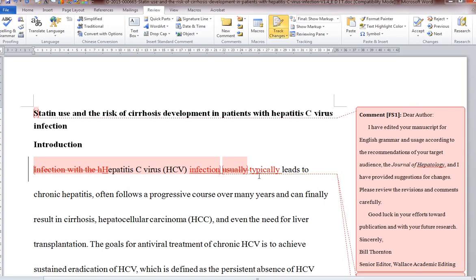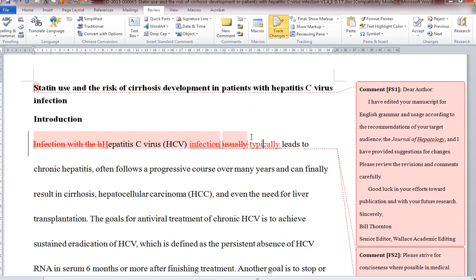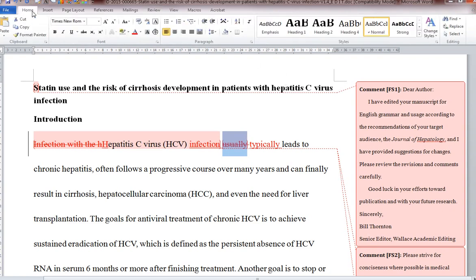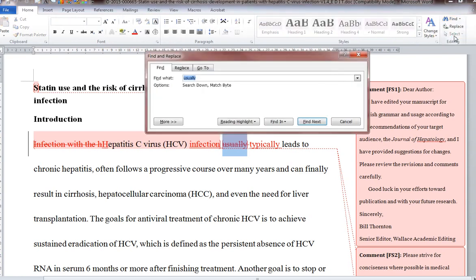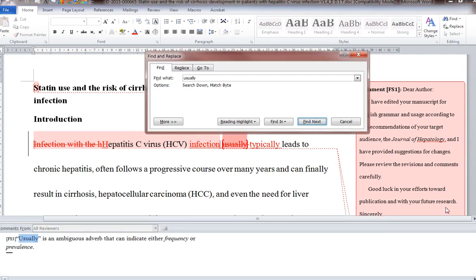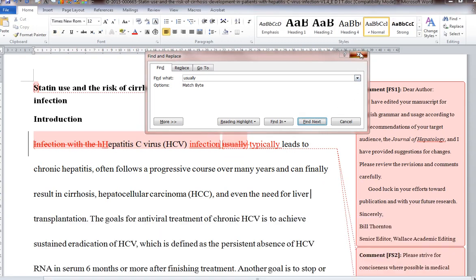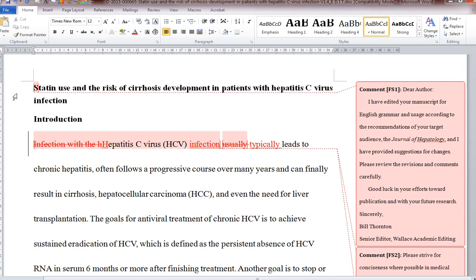I don't want to make this change without explaining to the author why I did it. It's also likely that the author used usually again, and to maintain consistency, I want to make sure that I catch all usages in the paper. Okay, so I've got usually here, and I'm going to take a look at each usage the author has. Okay, it turns out that's the only one, and I can move on from there.